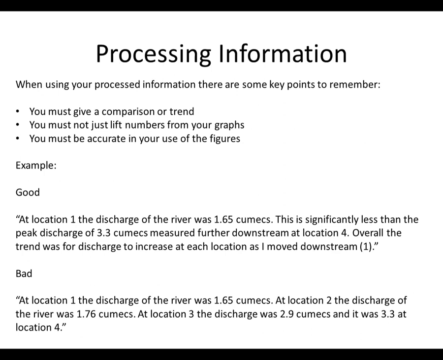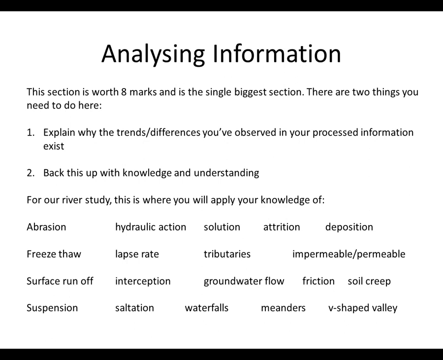And then the most different section I was talking about, the one that's worth 8 marks, is the analysing of your information. So you kind of have to look at your process information and say, why have you got the information you've got? What has happened or what's happening in the river? What processes are taking place to say that you have gone from this to this? And then that why is you're analysing information, and how does that link to the rest of the river? All right. So you want to back that up with knowledge and understanding.